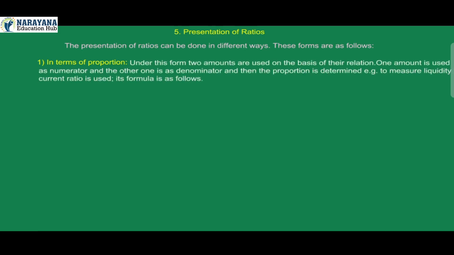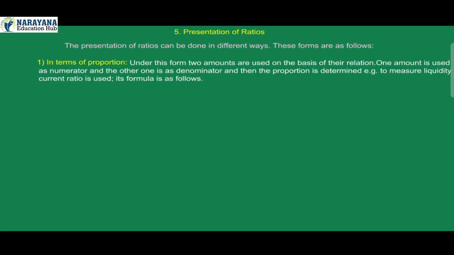5. Presentation of ratios. The presentation of ratios can be done in different ways. These forms are as follows. 1. In terms of proportion. Under this form, two amounts are used on the basis of their relation. One amount is used as numerator and the other one is as denominator, and then the proportion is determined.